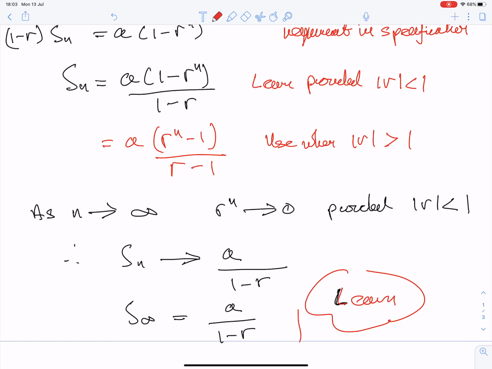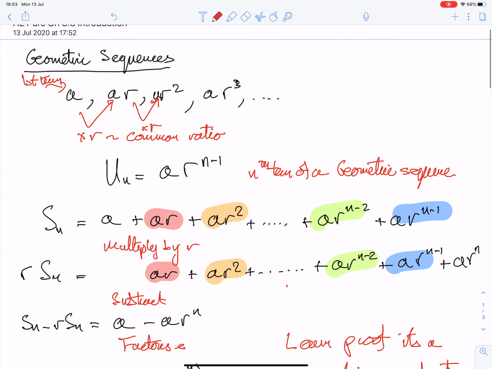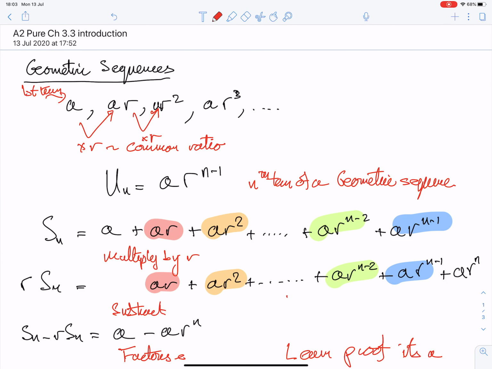Okay. Now, I've covered there the factual information that you need for the next 3 or 4 sections of work. Please make sure you've got those written down and that you learn the proof and the 3 results.